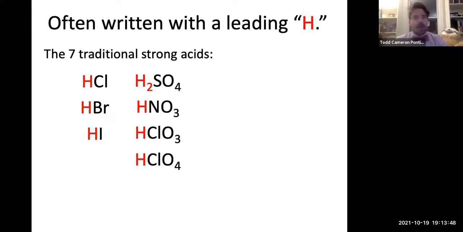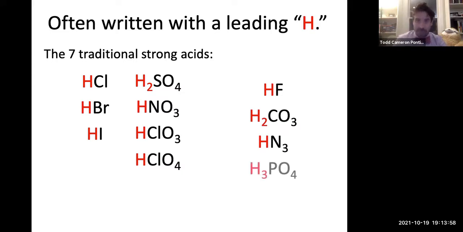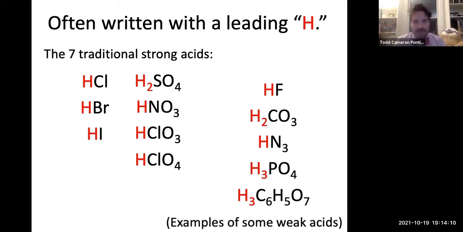Now, some other examples of acids. We've got hydrofluoric acid, HF, carbonic acid, H2CO3. We've got hydroazoic acid, HN3. We've got phosphoric acid, H3PO4, and then citric acid, H3C6H5O7. These are just some examples of hundreds of thousands of different types of acids out there. And these are just some examples of weak acids that we just listed.